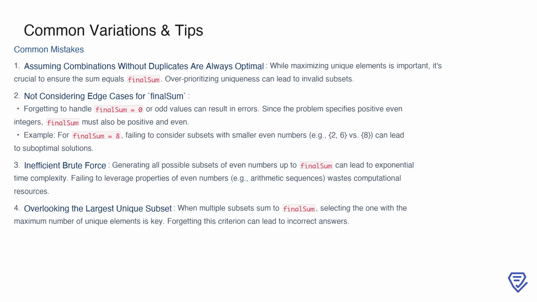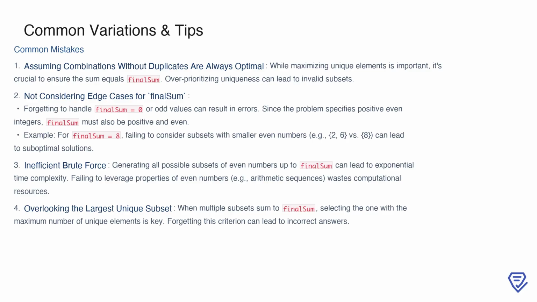Additionally, failing to consider smaller even numbers in the subset can lead to suboptimal solutions. For instance, with final sum equals 8, the subset 2, 6 is valid, but if you only consider 8, you're not maximizing the number of unique elements. Inefficient brute force approaches are another pitfall. Generating all possible subsets of even numbers up to final sum results in exponential time complexity.